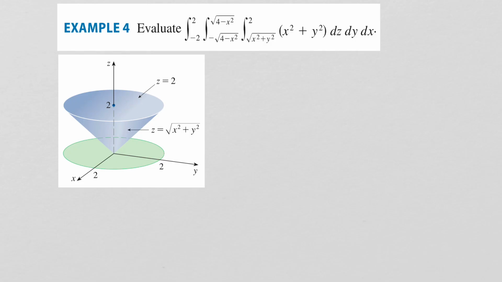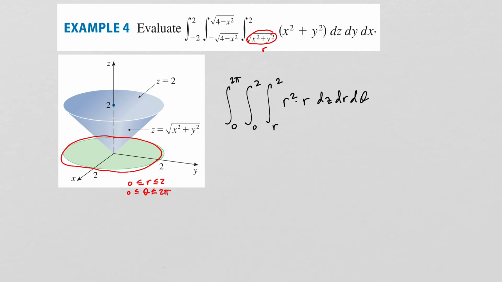And we can change the limits of this cone. Instead of putting the square root of x squared plus y squared up to 2, we know the square root of x squared plus y squared is equal to r in polar coordinates. And then from there, we're going to be integrating on this circle down in the xy plane. And that is simply r between 0 and 2, and theta between 0 and 2 pi. So this integral becomes this integral.